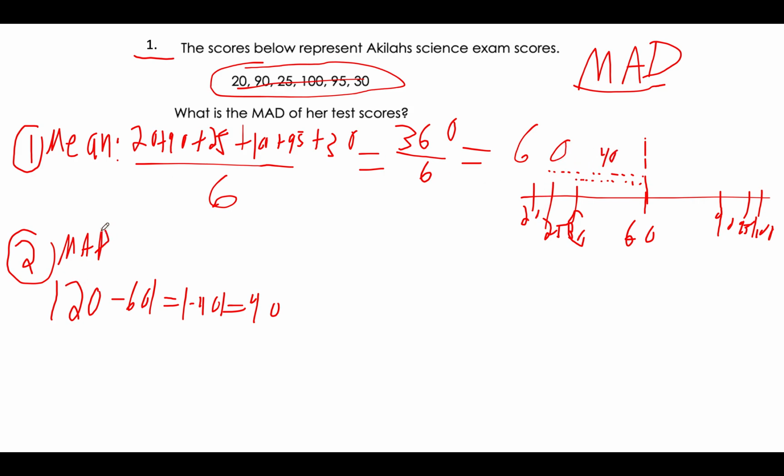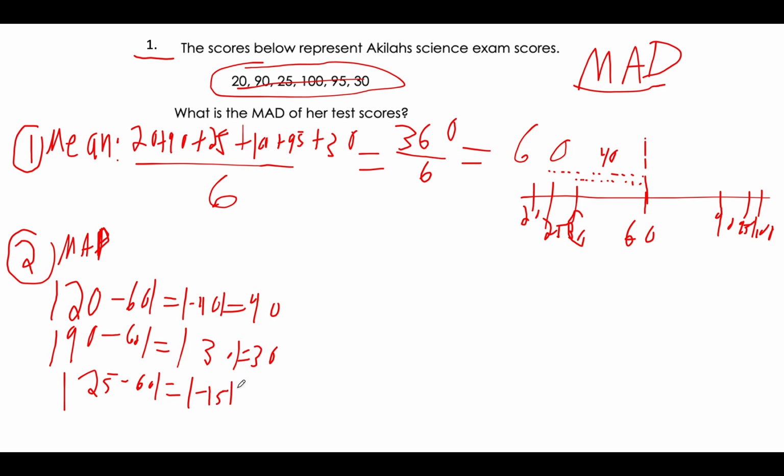So we're going to do that now. Sorry, that's MAD with a D. The next point is 90 minus 60. The absolute value of 90 minus 60 is 30, so that's just going to be 30. Then our next point is 25. 25 minus 60 is negative 15, and the absolute value of that is going to be 15. Next, we're going to do 100 minus 60. That's going to give us 40.